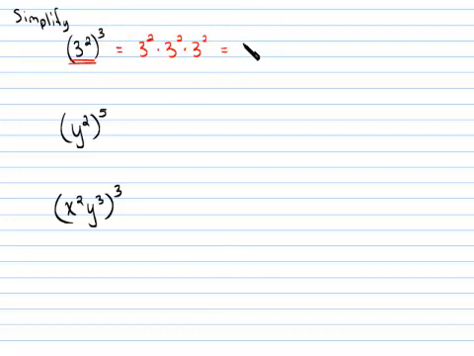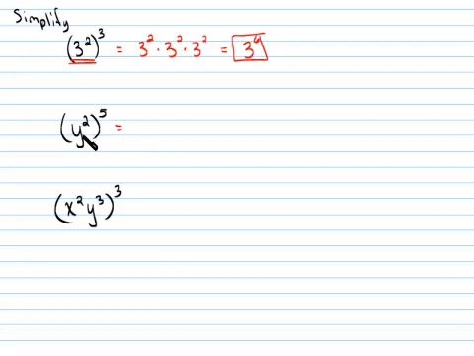Now if we use the product rule, that would be 3 to the 6th power. But what I'd want you to see is an even easier route. You don't have to expand it like this if you don't want to. You can if you want to be safe, but you could have just said, okay, if it's 3 squared to the third power, then I could just multiply these two powers and make it 3 to the 6th power.